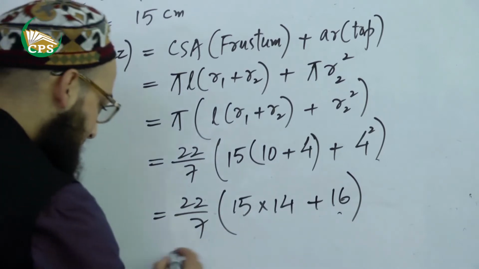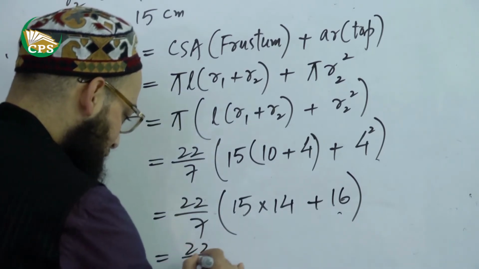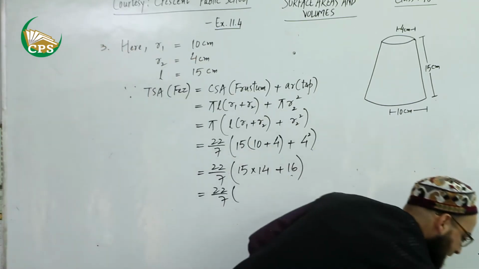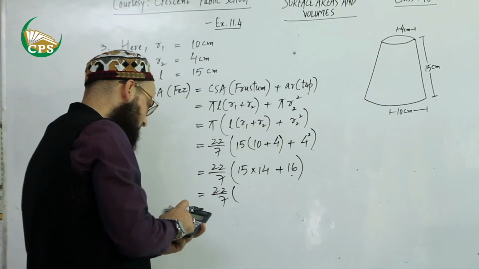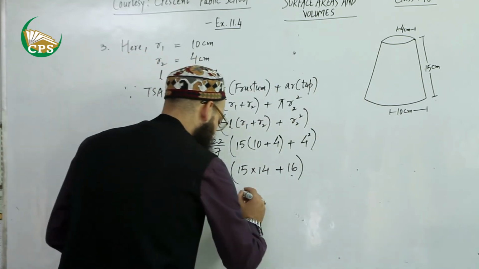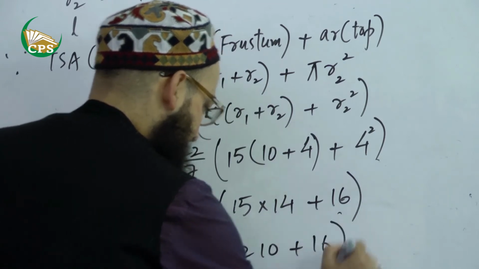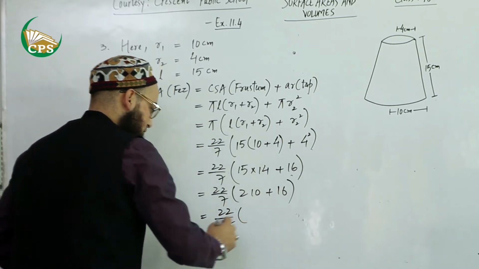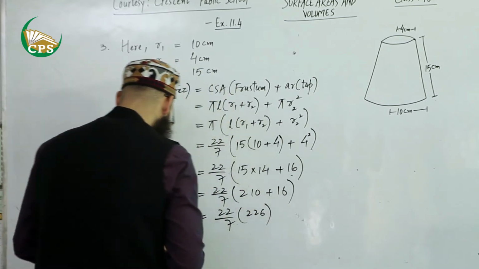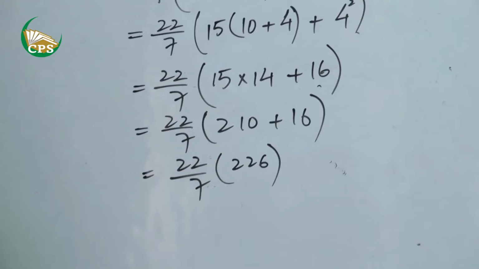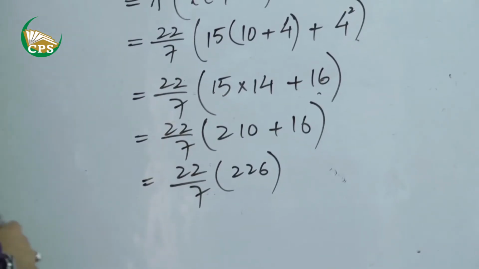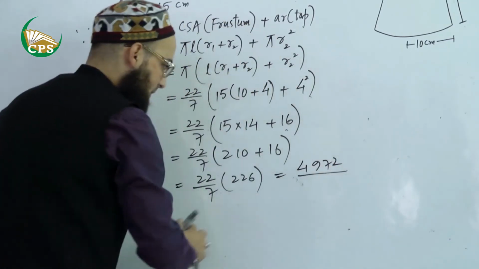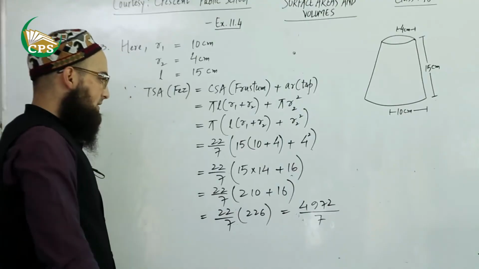Yes. Then 22 by 7. Then you can do, let me do quickly. Now it's 15 times 14, that will give you 210 plus 16, that will give you 226. That will give you times 22, that will be 4972 divided by 7.